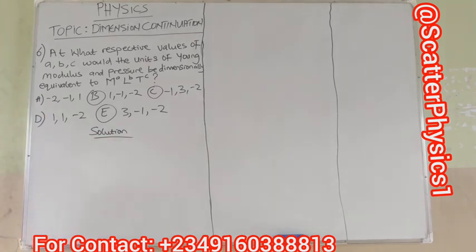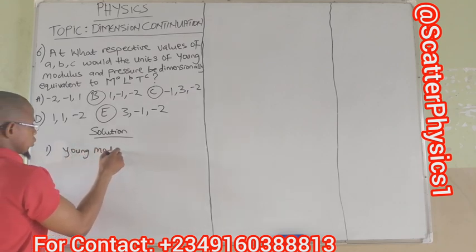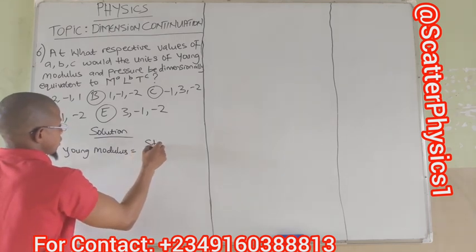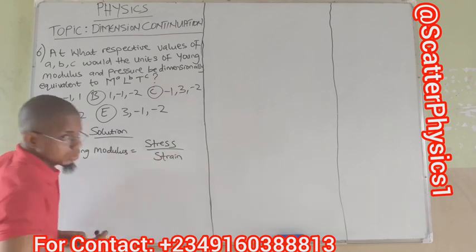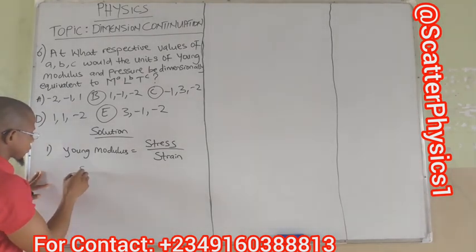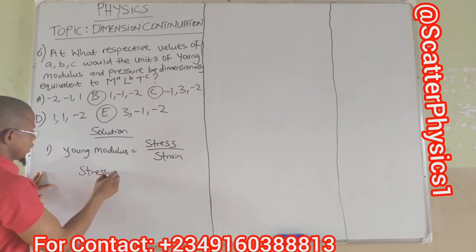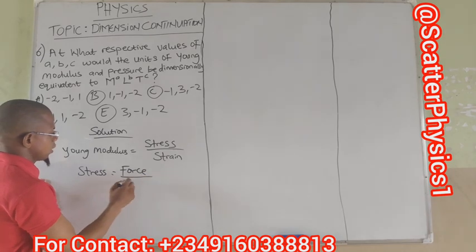We have two physical quantities, which are Young's modulus and pressure. First of all, we'll look for Young's modulus. The formula for Young's modulus is stress over strain. Then the stress is equal to force over area.